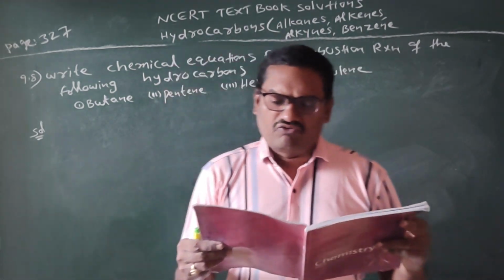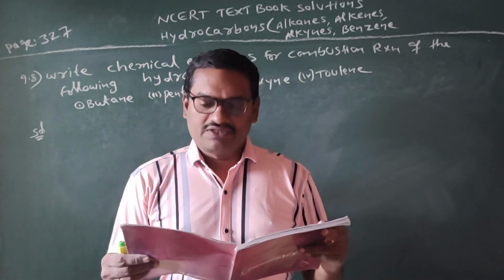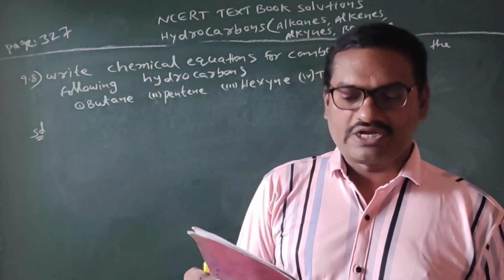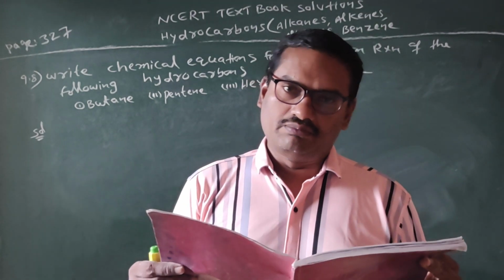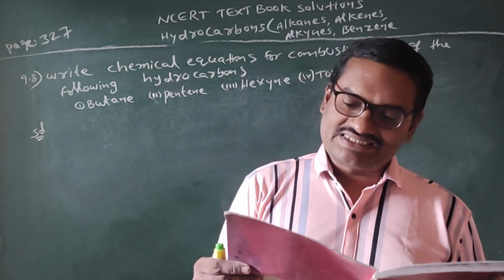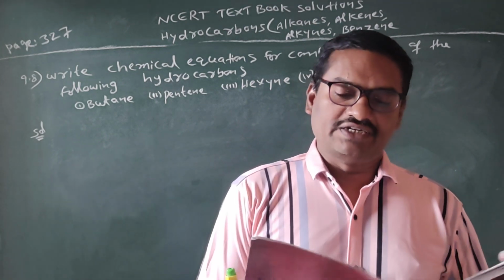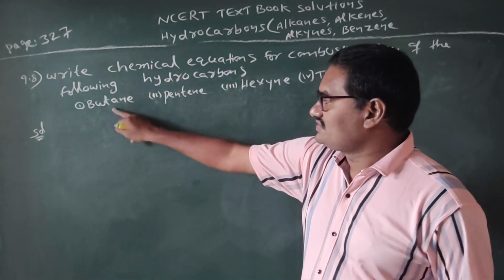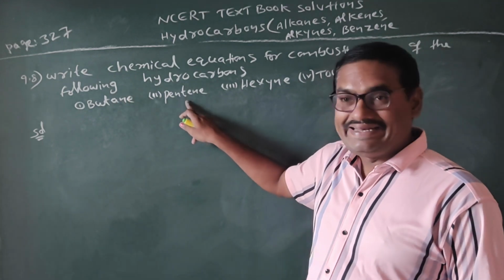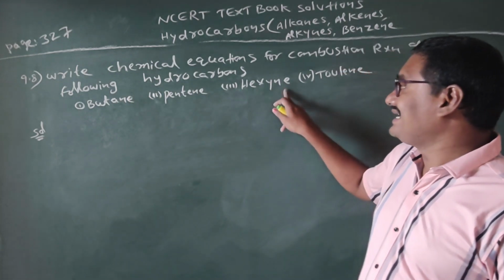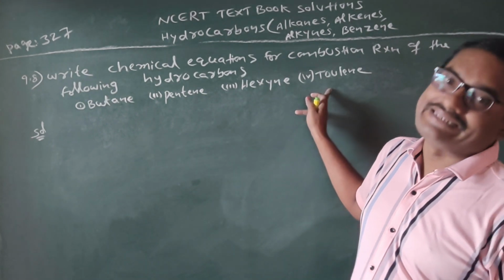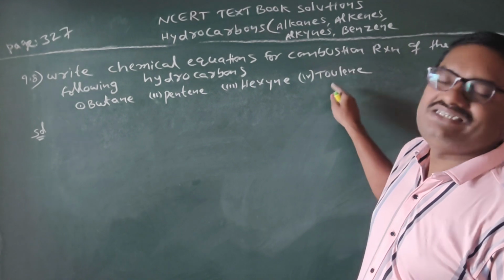9.8 Write chemical equations for the combustion reaction of the following hydrocarbons. Number 1 butane, number 2 pentene, number 3 hexane, number 4 toluene. So here first one butane. Butane means alkane. Pentene, it is alkene. Hexane, it is alkyne. So toluene means methyl benzene. So it is the benzene substituent.